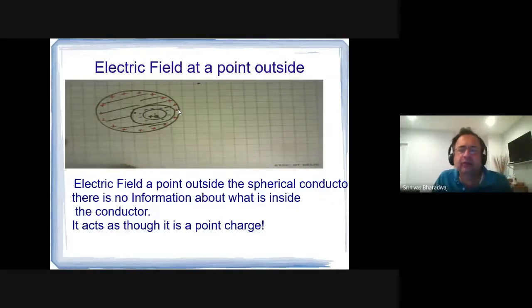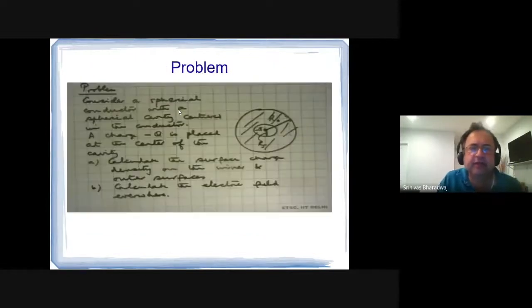Then we looked at how to apply electric field to points inside and outside, right? So let's take a look at this example. Consider a spherical conductor with a spherical cavity centered in the conductor. So now you have a conductor, and he is dealing with these cavities inside a conductor, right?